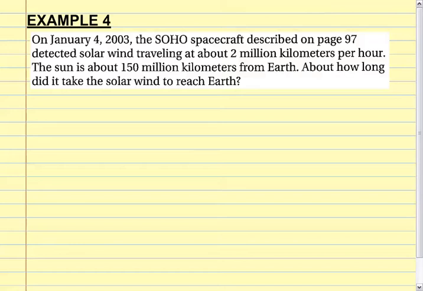It's a spacecraft. And it detected a solar wind traveling at about 2 million kilometers per hour. Now, the sun is about 150 million kilometers from Earth. About how long did it take the solar wind to reach Earth?